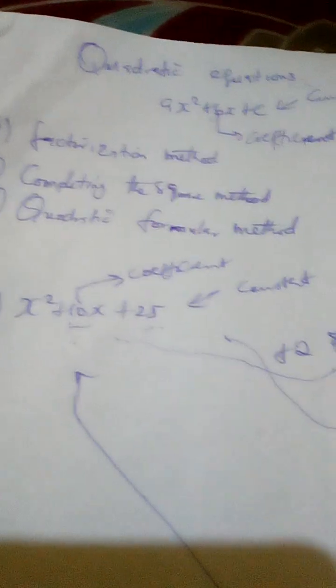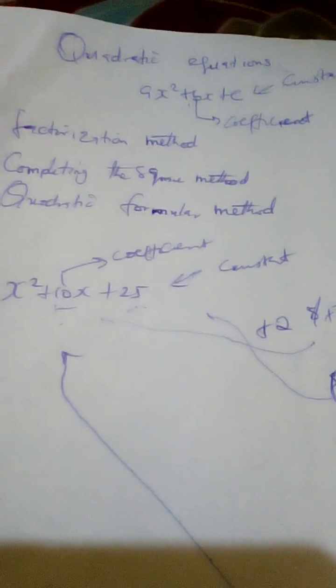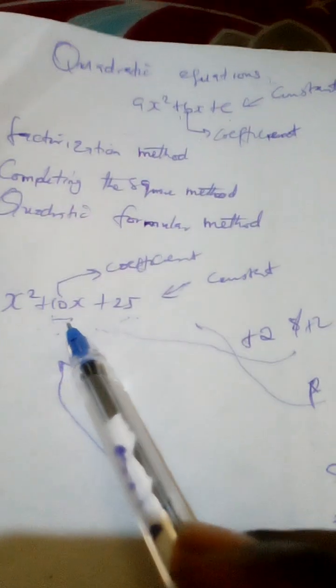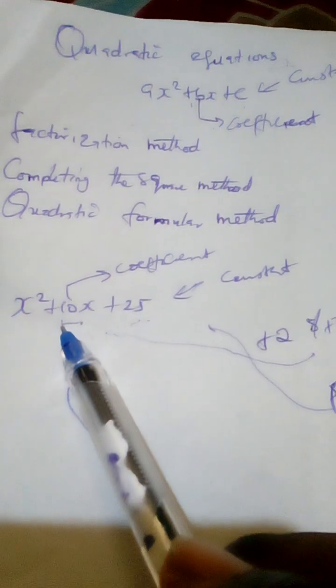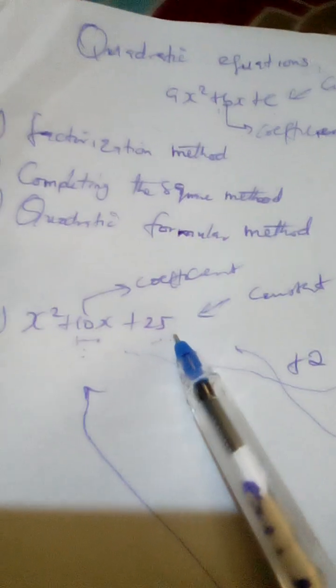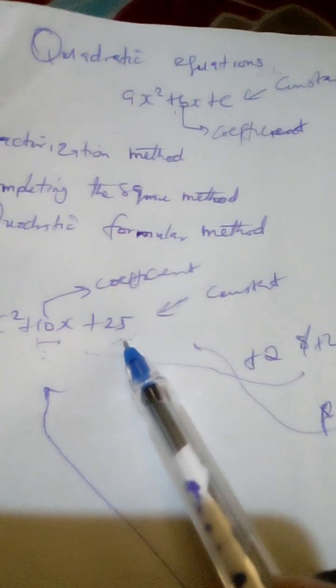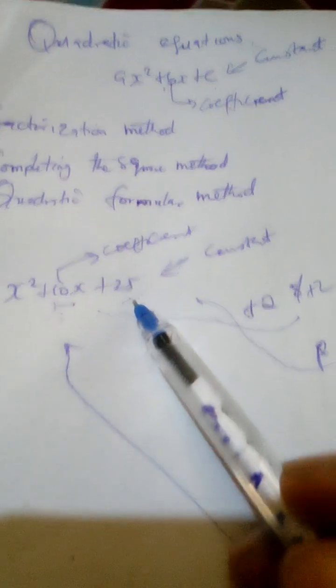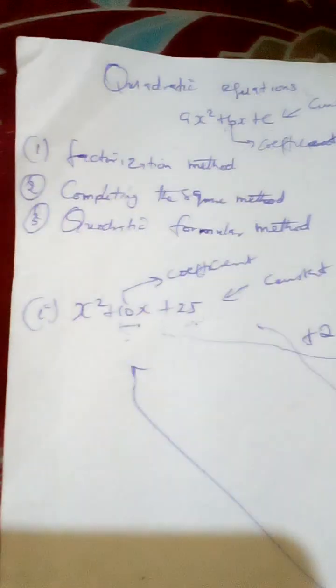Remember, I said that the two numbers must give you the sum or difference. When you add those two numbers together, they must give you the coefficient, or when you subtract them, they must give you the coefficient. And those two numbers, when multiplied together, must give you the constant. So we have seen that those two numbers are 5 and 5, and we have written them down.